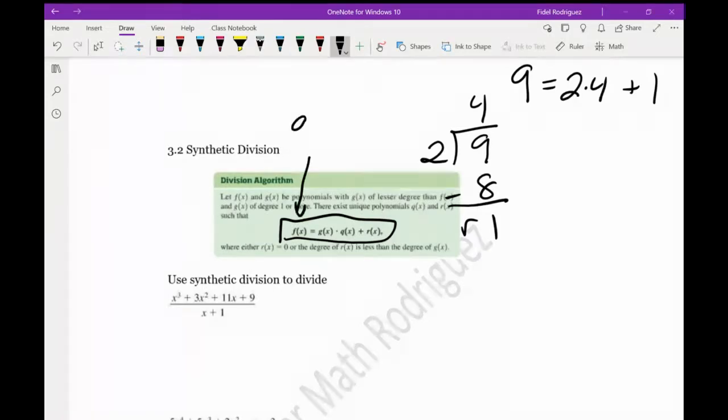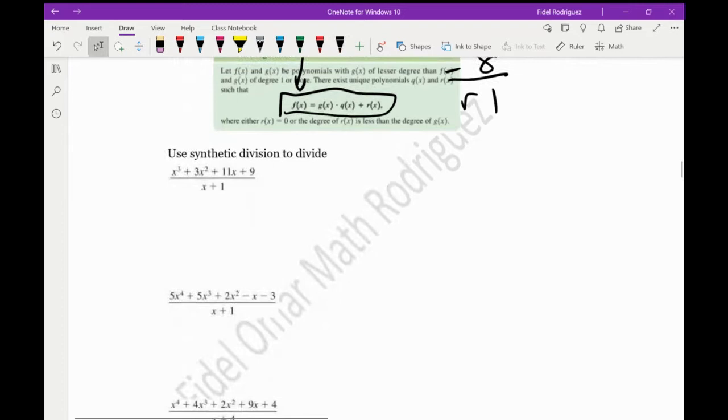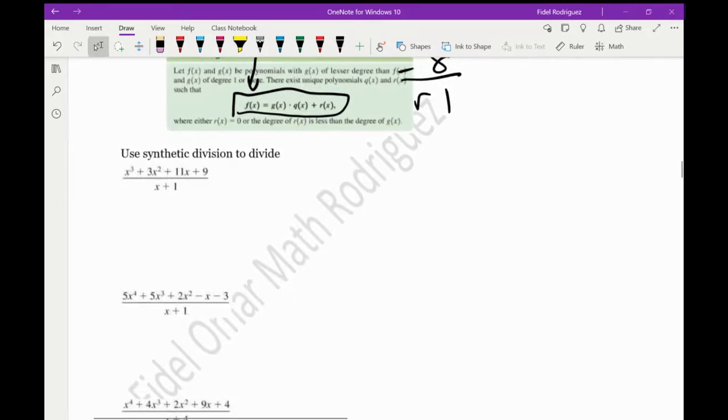This guy right here, f of x, is kind of like my number 9. The g of x is kind of like my number 2. The q of x is my 4. And the r of x, think about a remainder, is my 1. That's really what it's telling me here. Okay, so these problems are saying we're going to use something called synthetic division to divide this out. So I'm going to show you how synthetic division works and why it works, okay?